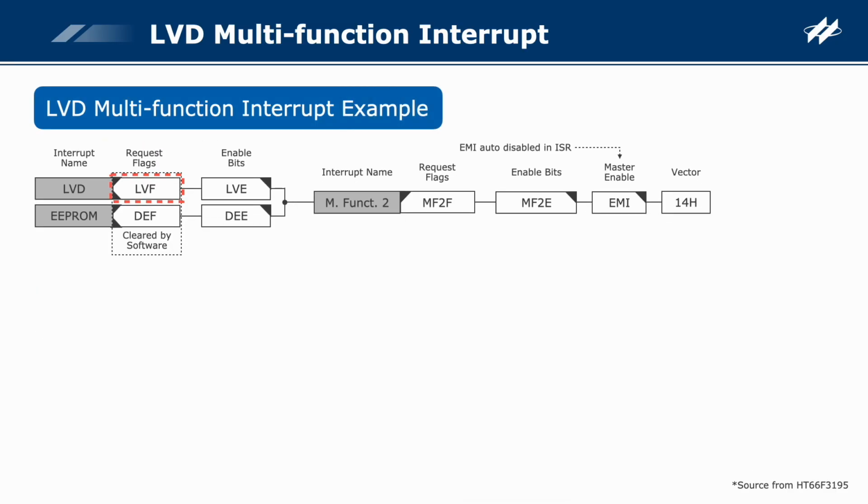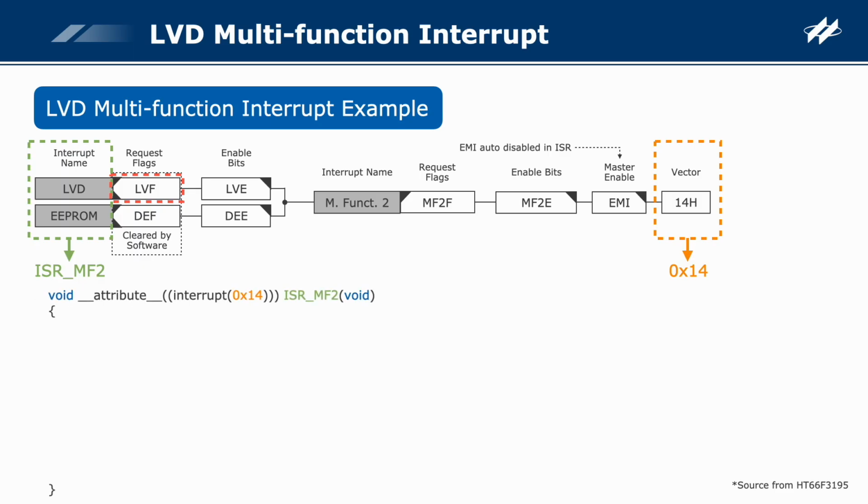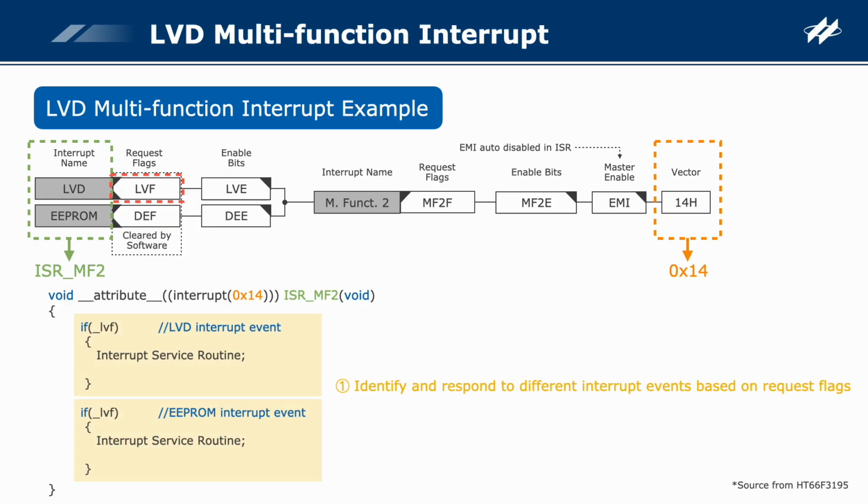Next, let's take a look at an LVD multifunction interrupt example. Define an interrupt service routine name. Use the lookup table to obtain the interrupt address. The multifunction interrupt routine includes several interrupt events. It is necessary to identify the corresponding interrupt request flag using the program, and then service and process the corresponding interrupt event. At the same time, these flags require to be manually cleared by software.